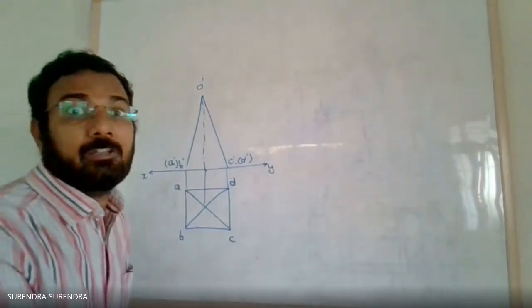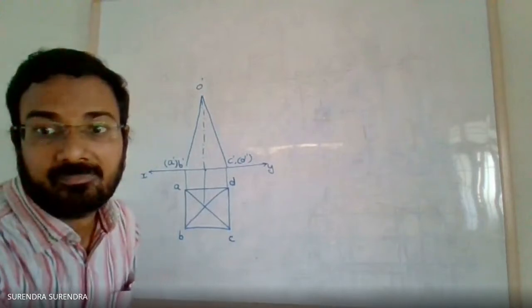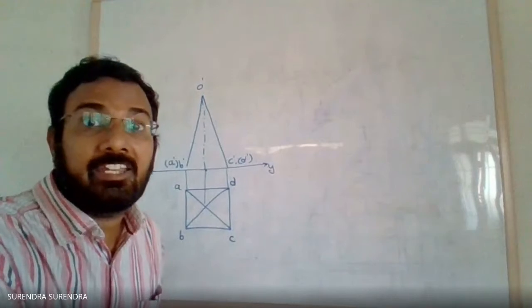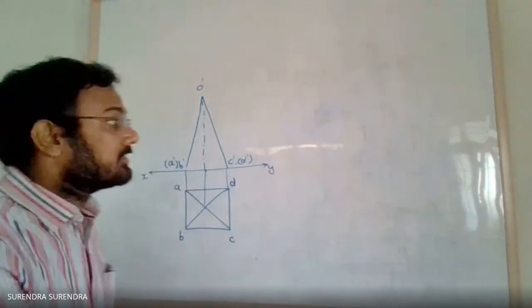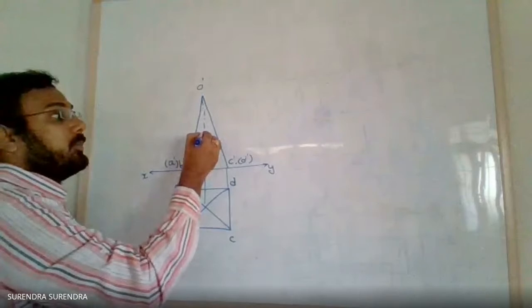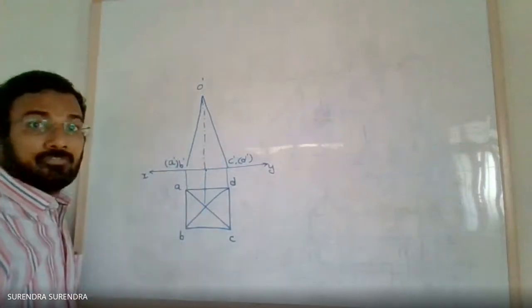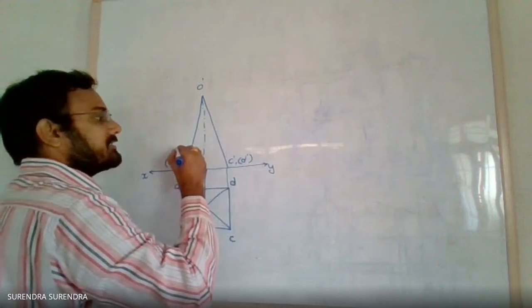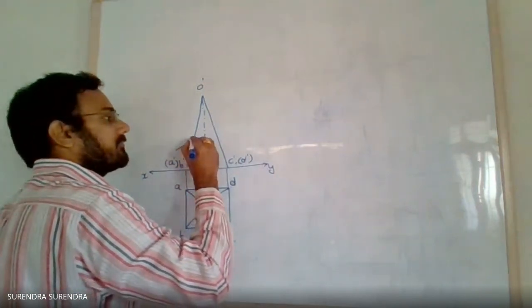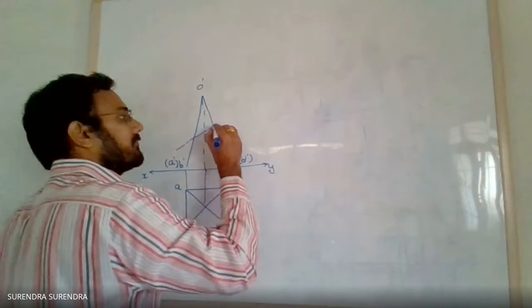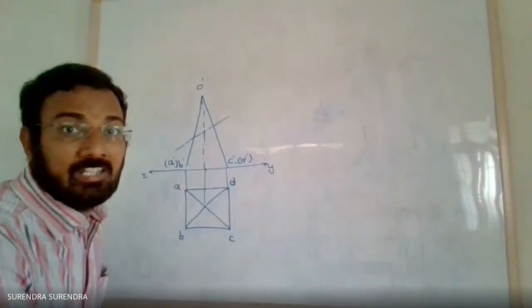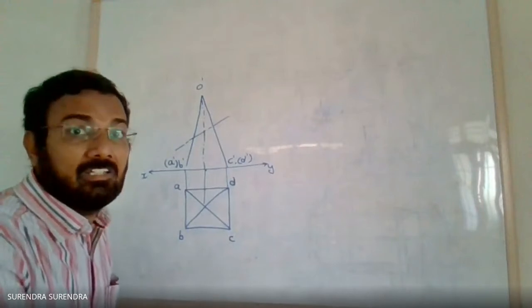Now, it is cut by a section plane bisecting the axis and inclined at 30 degrees to the base. So, identify the midpoint of the axis. From the midpoint of the axis, draw an inclined line at 30 degrees inclination.